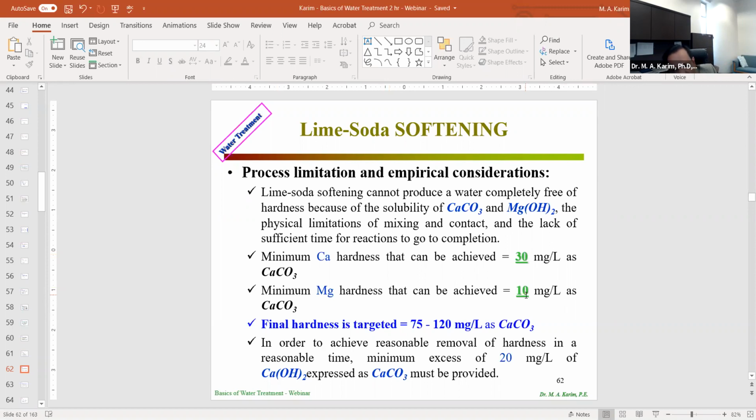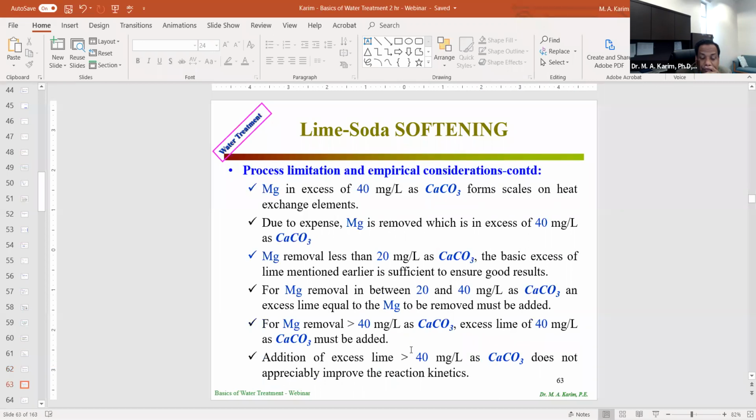You should remember the color, because I'll be using some color. These are kind of greenish, 30 and 10, probably 40, greenish color, so we'll be using that. Final hardness is targeted from 75 to 120. In order to achieve reasonable hardness removal in a reasonable time, a minimum excess of 20 milligrams per liter of calcium hydroxide must be provided. This is a guideline, and the guideline will be there in our flowchart that we'll be using.